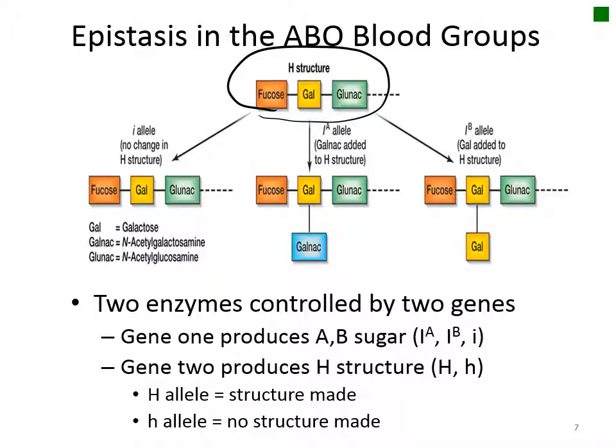If you have an A allele, you make this type of A modification by adding this carbohydrate to the H structure. If you have a B allele, you make this modification by adding carbohydrate to the H structure. And again, the O blood type has no added carbohydrate to this structure. In order to add these carbohydrates, however, there must be an H structure to add the carbohydrate to. The dominant allele for the H structure gene allows the formation of the structure, while the recessive allele does not.